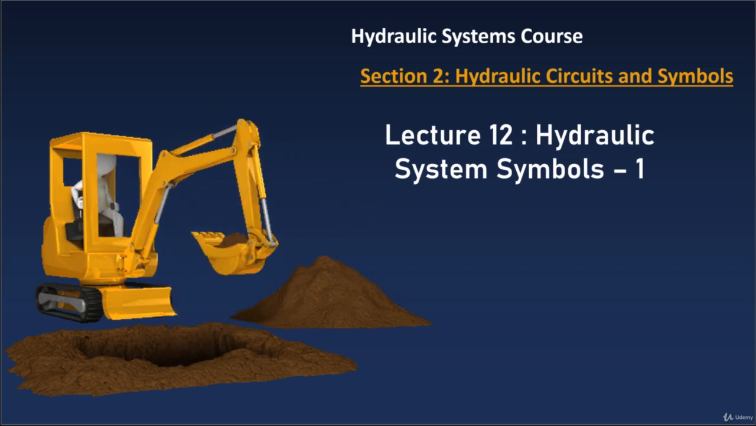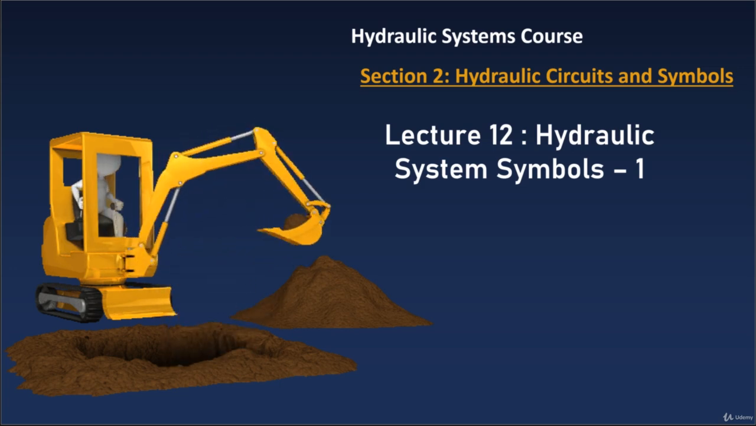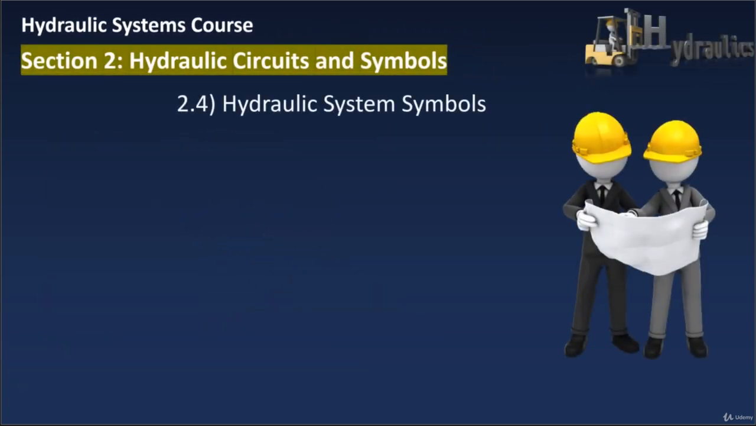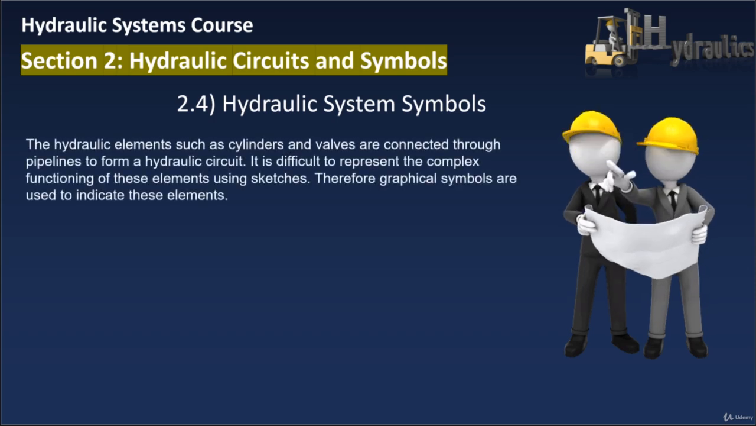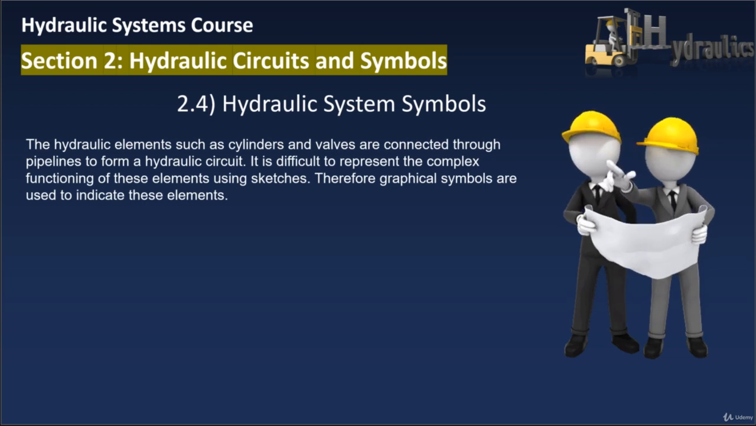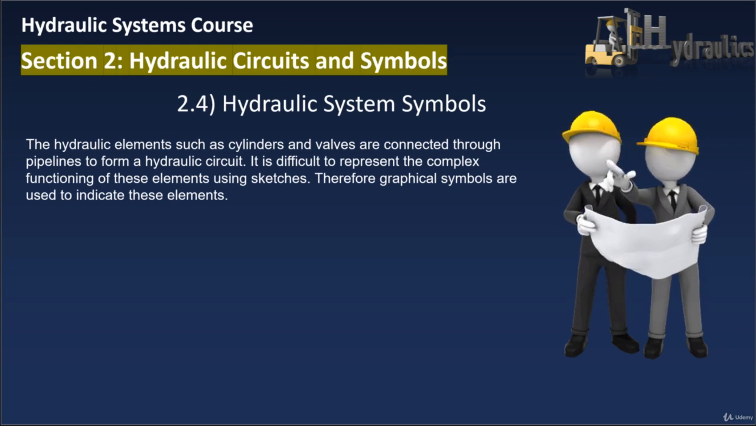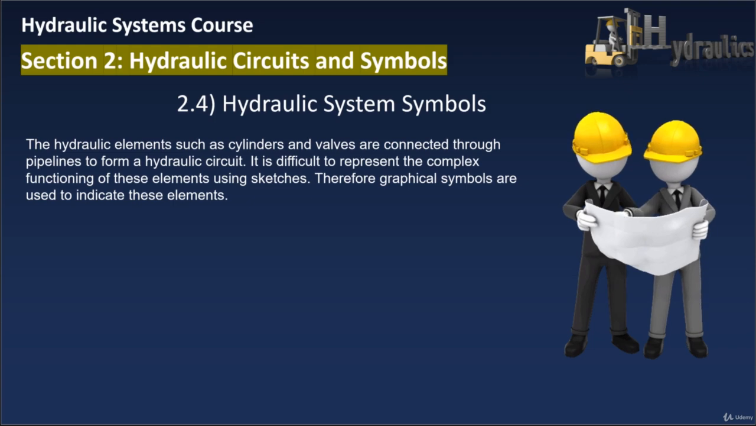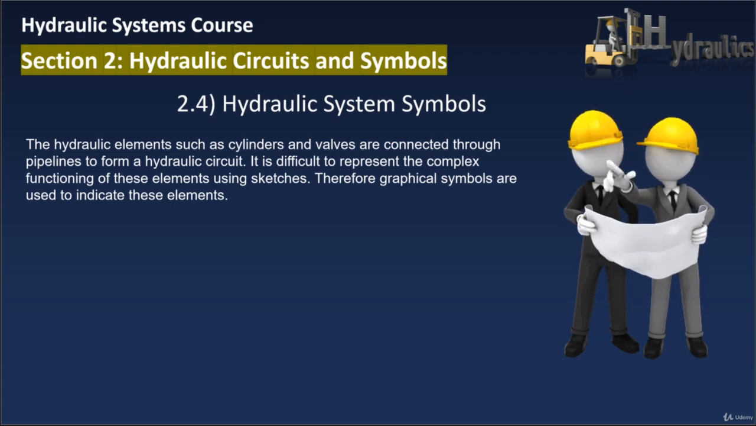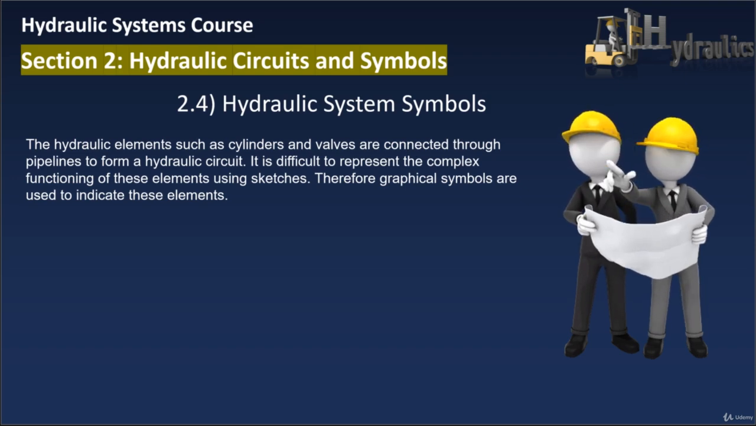In order to read a hydraulic sketch or a hydraulic circuit, you have to be familiar with hydraulic symbols. So let's start. Hydraulic elements such as cylinders, filters, pumps, and valves are connected through pipelines to form a hydraulic circuit. It's really very difficult to represent the complex functioning of these elements using sketches or drawings. Therefore, graphical symbols are used to indicate these elements. The symbols only specify the function of the element without indicating any information pertaining to the design of that element.